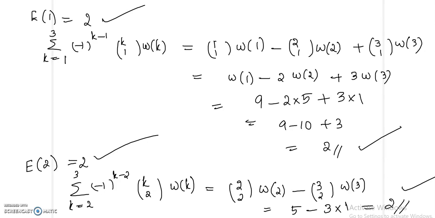And the last value is E of 3. By definition, when we take the summation, E of 3 will be omega of 3 itself. So it is equal to 1. So this is also verified. So this is how we define the properties, E of m and the omega values. So it will satisfy the generalized principle of inclusion and exclusion.